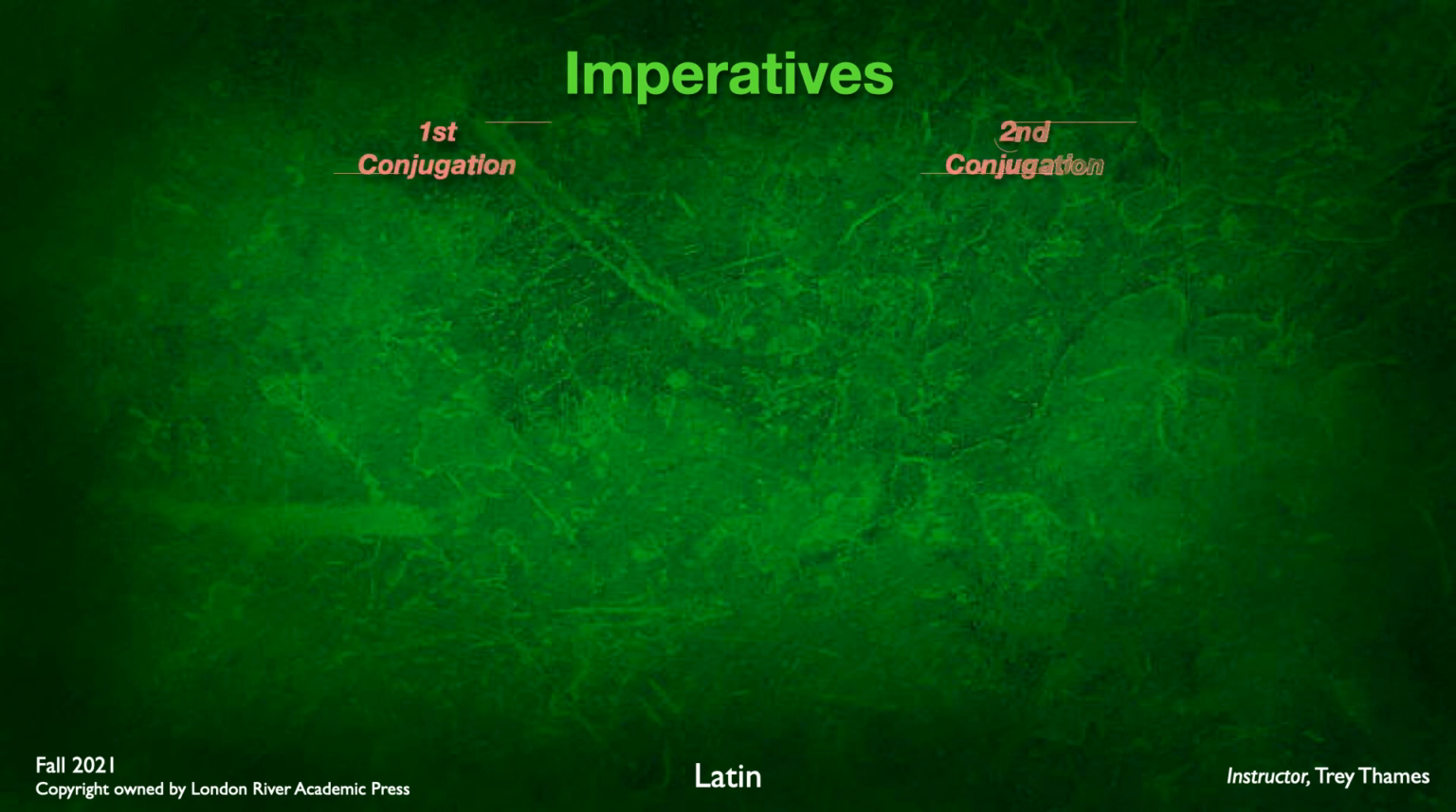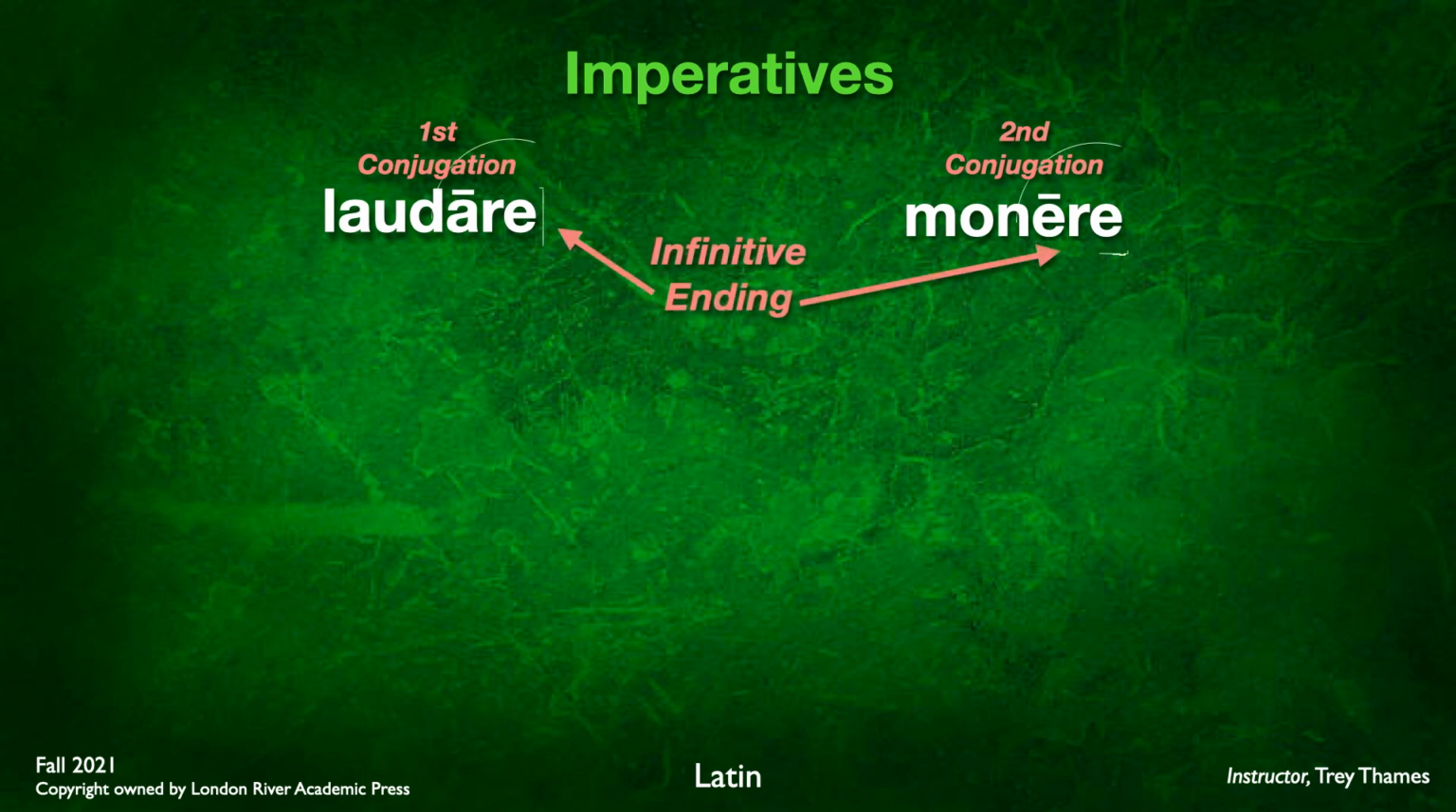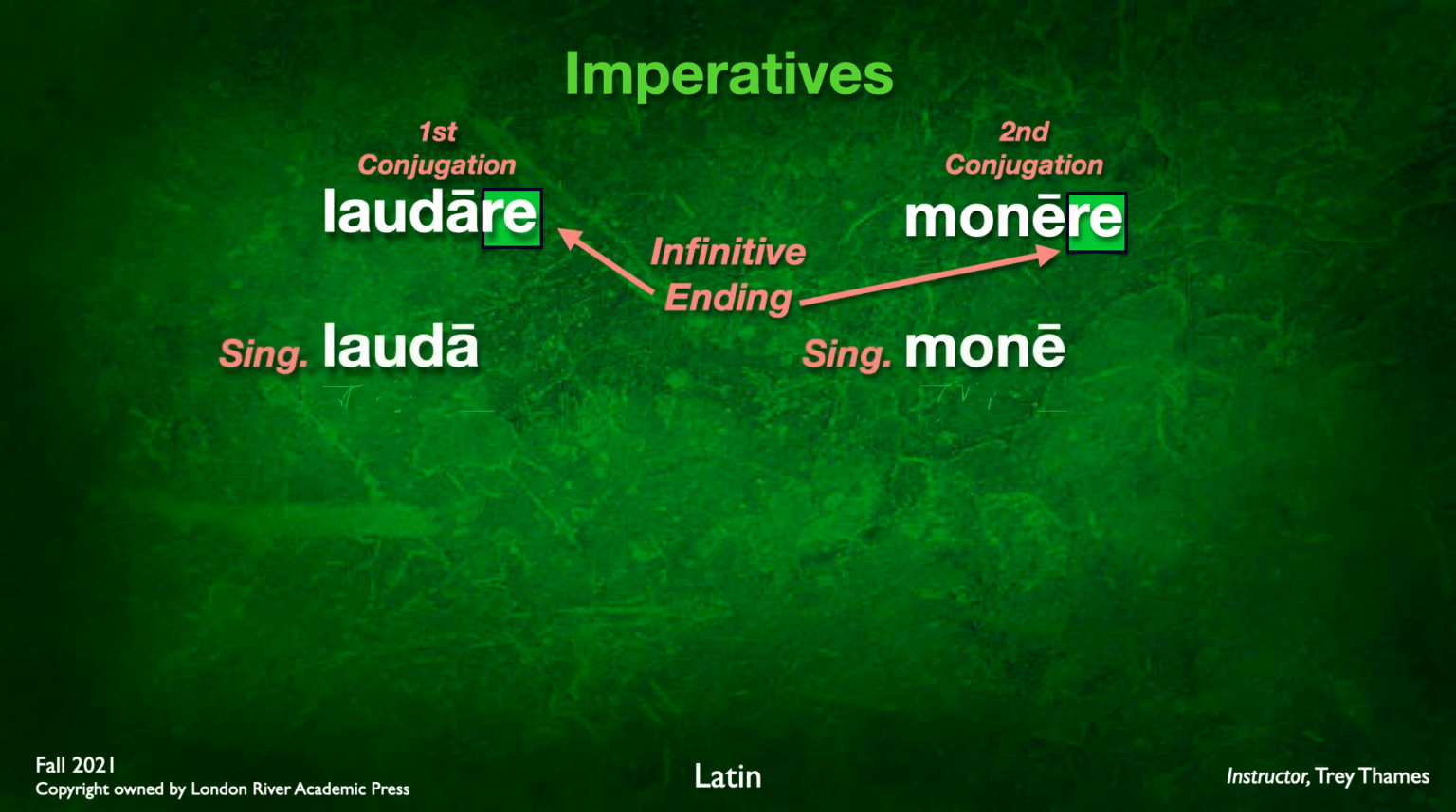So let's take the two verbs that we've learned so far, first conjugation and second conjugation. Again, we're going to start off with the infinitive, laudare and monere. And this is so simple, anybody could get this. To make an imperative, again, take that RE, the infinitive ending, and drop it off. And that gives you your imperative singular, lauda, praise. I am commanding somebody to praise, an individual. Or mone, warn. You're telling one individual to go warn somebody.